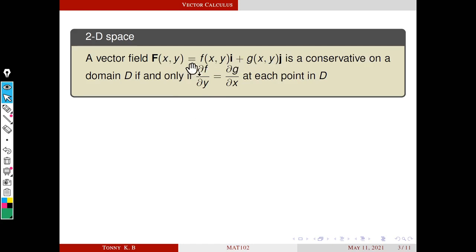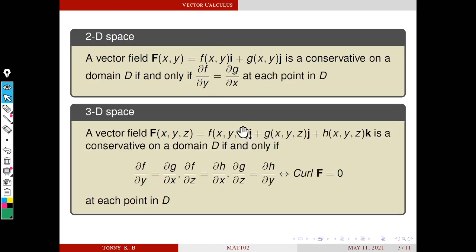In the 2D case, a vector field f = f(x,y)i + g(x,y)j is conservative on some domain D if and only if ∂f/∂y = ∂g/∂x at all points in that D. So if a vector field satisfies this condition in some domain, then that vector field is conservative in that domain. Similarly, we have a result in three-dimensional space.